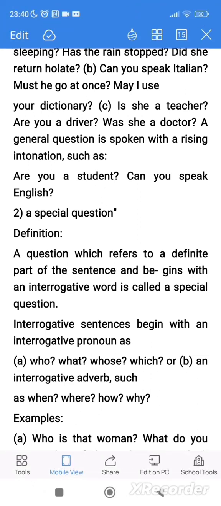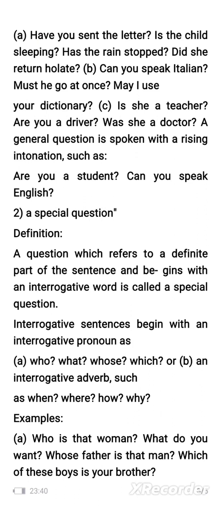A special question. A question which refers to a definite part of the sentence and begins with an interrogative word is called a special question. Special questions begin with an interrogative pronoun: who, what, whose, which. For example, who is that woman? What do you want? Whose father is that man? Which of these boys is your brother?